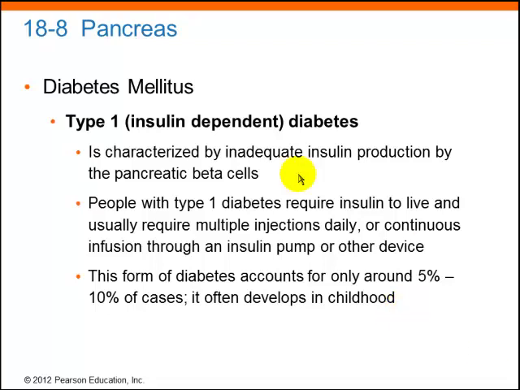But the beta cells of the pancreas seem to be dying off. And it could be an autoimmune disease. The immune system is attacking the beta cells and killing them off. By the time you're aware of it, it's usually too late.